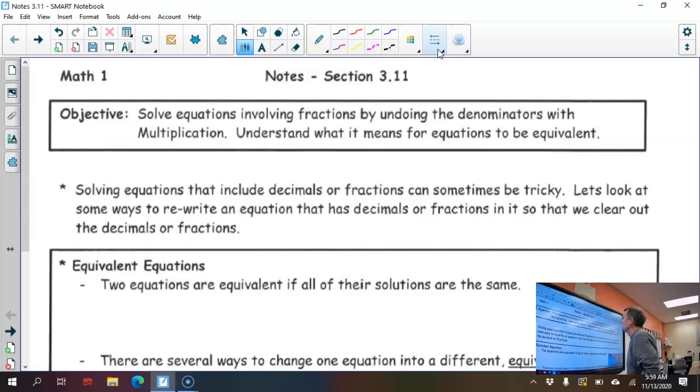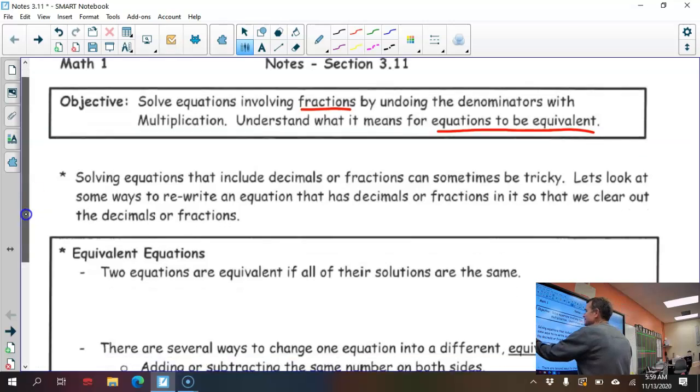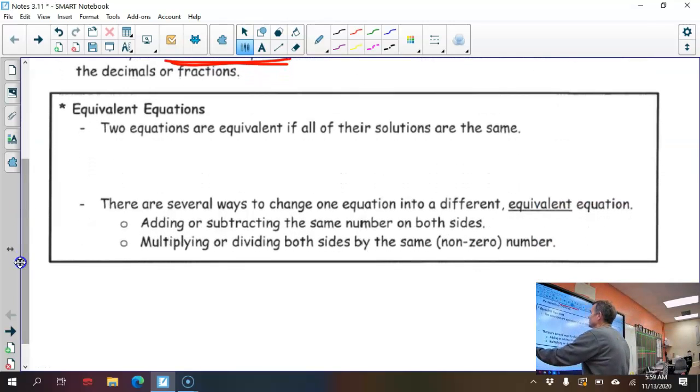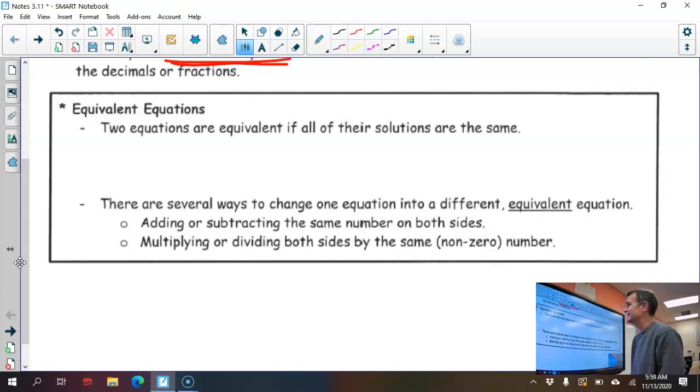Here we go. We are solving equations that have fractions and understand equations to be equivalent, I guess. So, solving equations that include decimals or fractions can sometimes be tricky. I don't think decimals are that tricky, but whatever. Let's look at some ways to rewrite the equation that have decimals or fractions in it so that we clear out the decimals or fractions. So first we want to talk about what are equivalent equations.